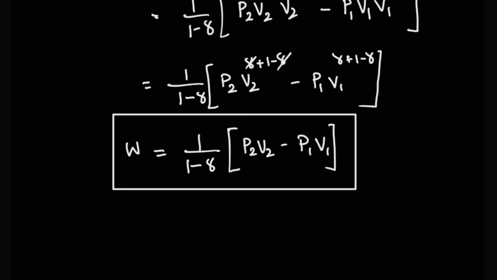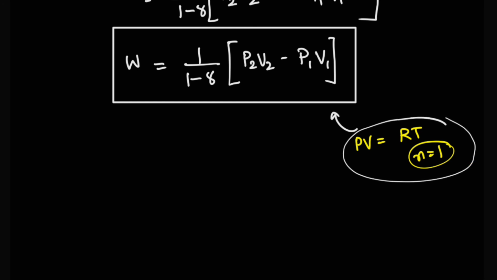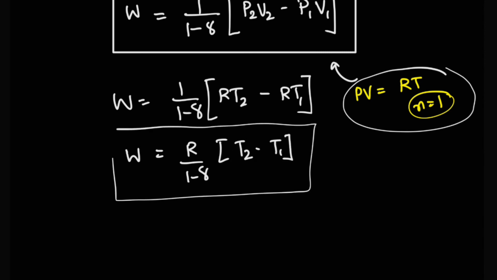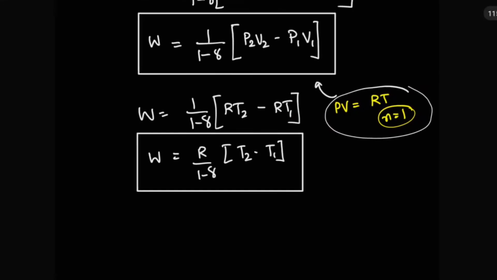We can also do this, that PV is equal to RT, considering that n is equal to 1, right? So we can basically input this thing over here, and we get that W is equal to 1 over 1 minus gamma times RT2 minus RT1. And since R is a common expression in both the terms, we can pull the R out, and we have that W is equal to R times T2 minus T1 over 1 minus gamma. Well, this is basically the work done in an adiabatic process. Well, that's all.